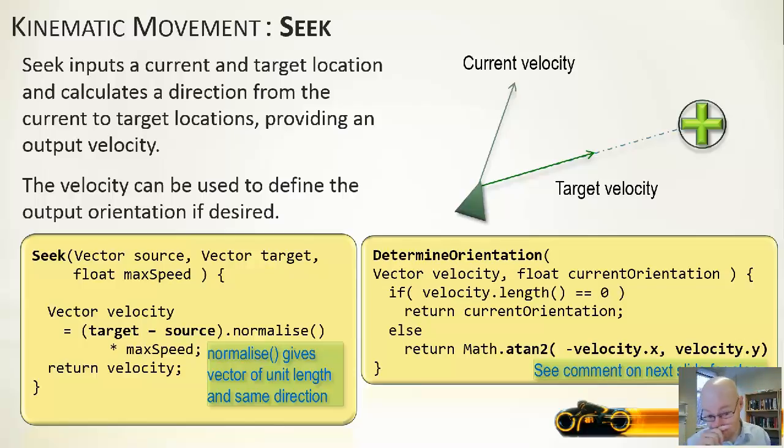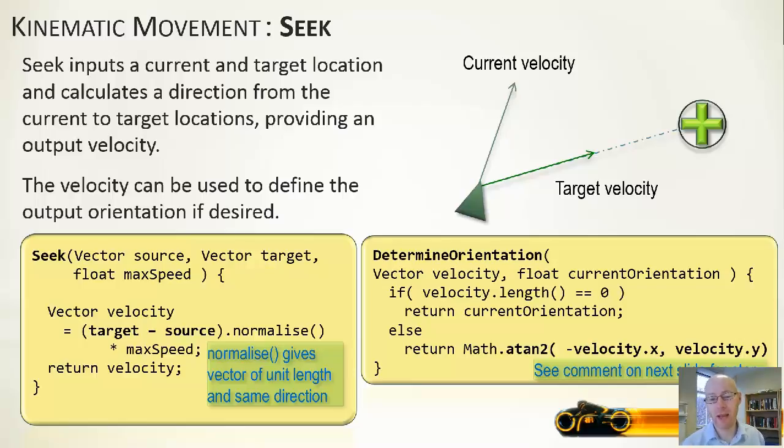There's a little bit, determine orientation, on the other side. Depending on how you're updating your object, you will have a velocity that you're moving in. If you wanted to update the orientation so that you point in the direction of travel, and quite often you want the character to point in the direction that it is traveling in, then there's a method, determine orientation, shown over here that will do that. It takes in the velocity, the speed at which the object's moving, and it takes in the current orientation, how you are currently orientated within the world.